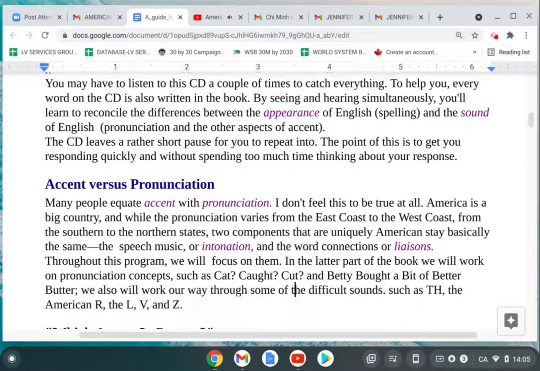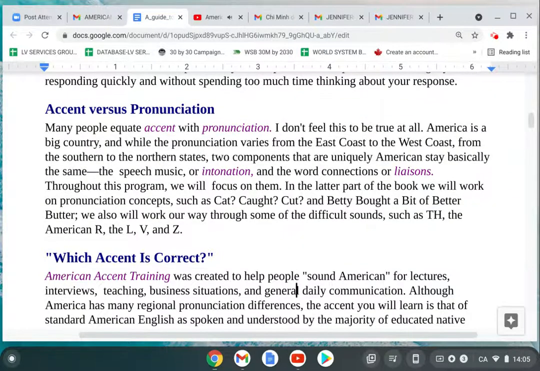Accent versus pronunciation. Many people equate accent with pronunciation. I don't feel this to be true at all. America is a big country, and while the pronunciation varies from the East Coast to the West Coast, from the southern to the northern states, two components that are uniquely American stay basically the same: the speech music, or intonation, and the word connections, or liaisons. Throughout this program, we'll focus on them.